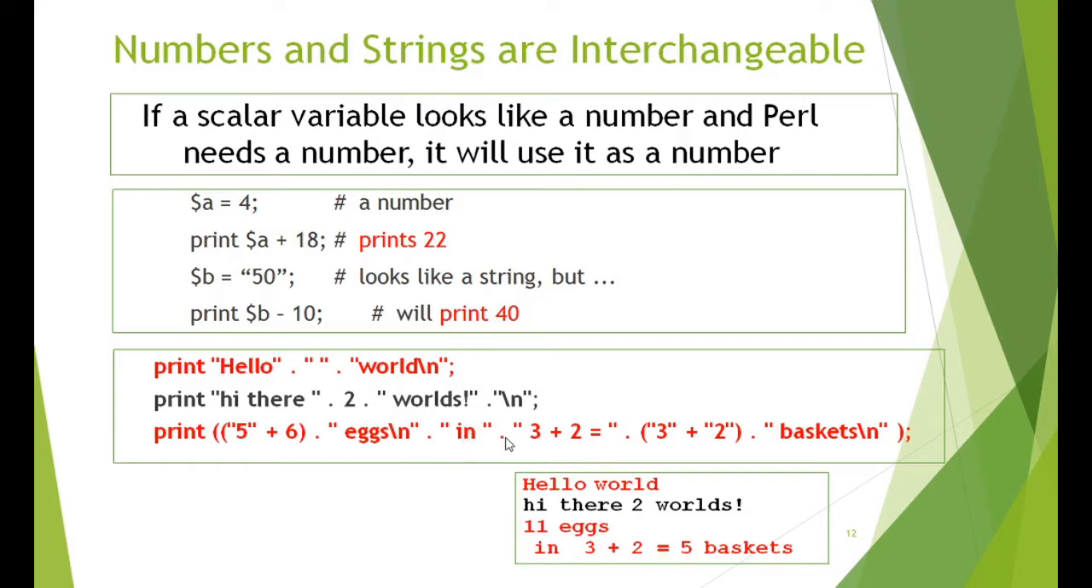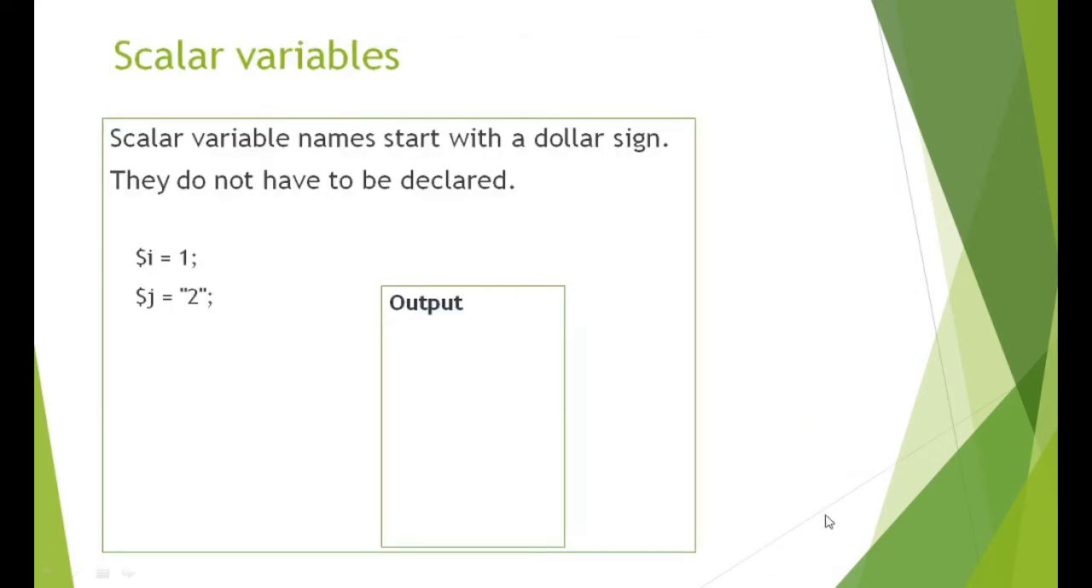And then in concatenation 3 plus 2 within quotes. So within quotes you are given a string, so it will not be considered as a numerical data, so it will be printed as it is. Then here you can see that dot within quotes 3 plus within quotes 2. Both are string, but since you have got a numerical operator here, automatically 3 and 2 will be considered and it will be added. You have got 5 baskets.